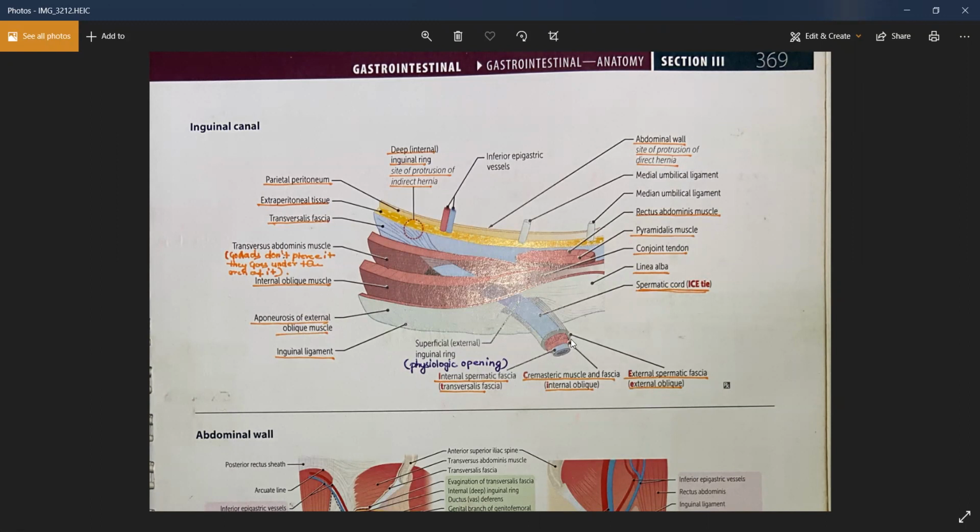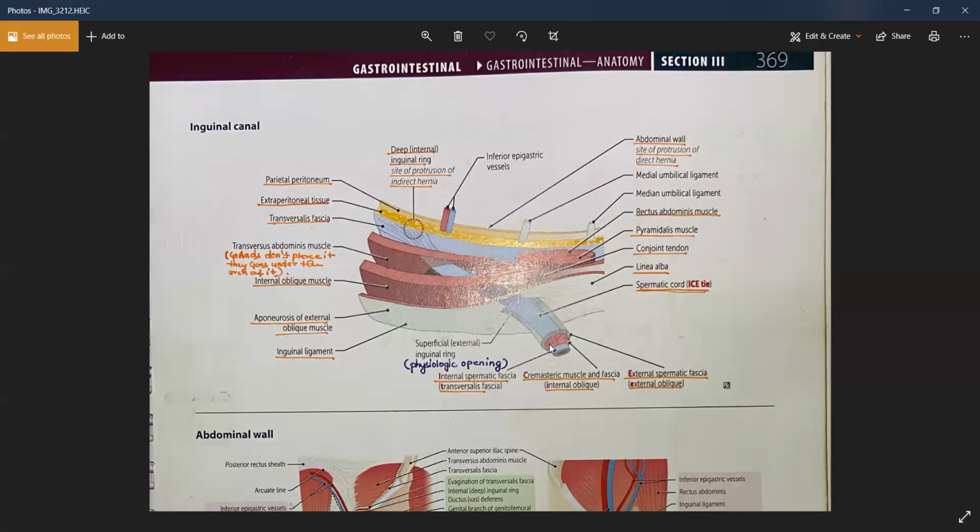These muscles, the cremasteric muscles, are the reason you can have a cremasteric reflex. And does anyone remember the nerve name which takes part in the cremasteric reflex?